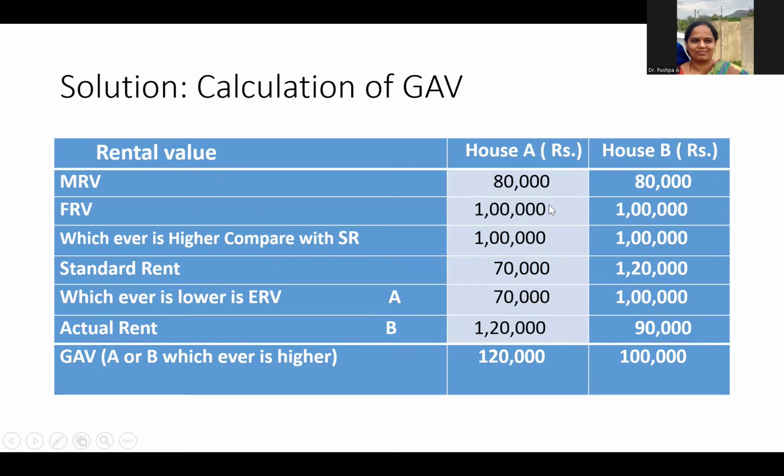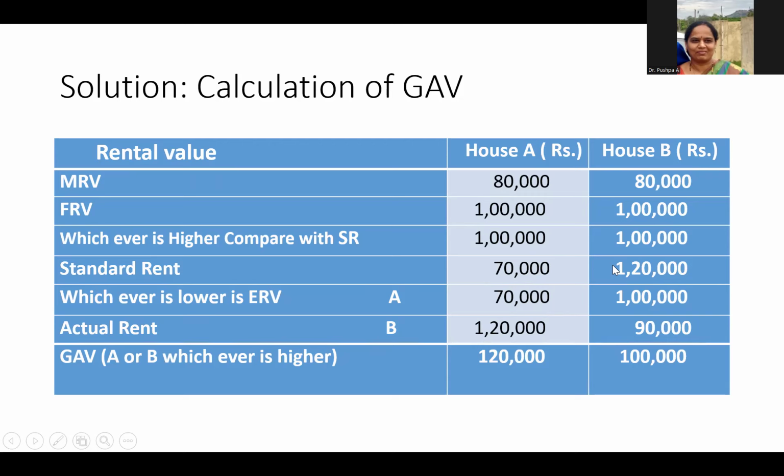On comparison of these two, the higher is 1 lakh in both the cases, for house A and house B. This is going to be considered as the higher of A and B, and we are going to compare this with the standard rent. The standard rent for A is 70,000 and for B is 1,20,000. On comparing, for house A, the least is 70,000. So our expected rental value becomes 70,000 for house A.